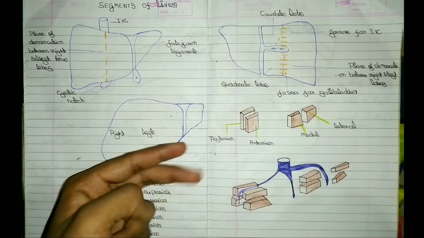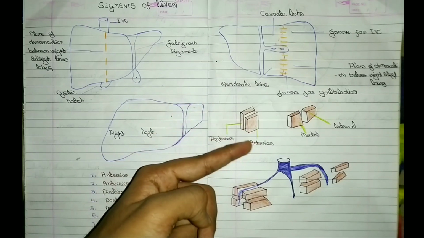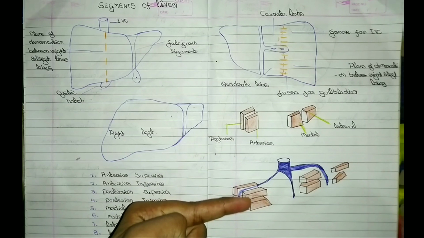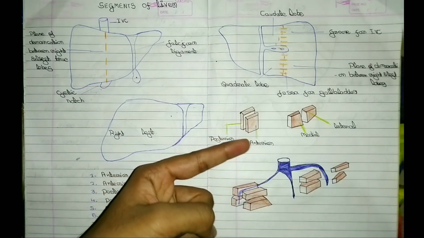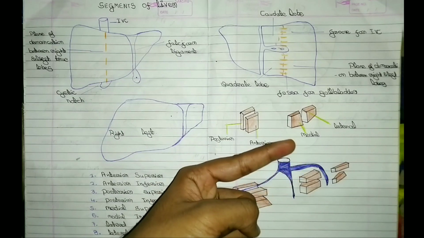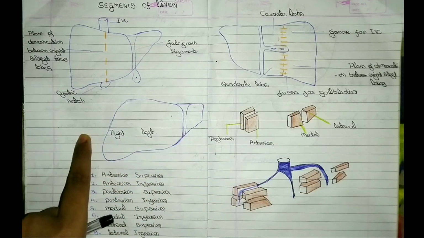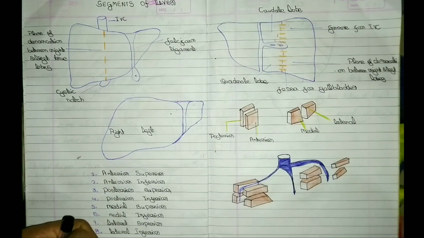That is, the right lobe is further divided into anterior and posterior, the left lobe into medial and lateral. And anterior is divided into superior and inferior. Posterior is divided into superior and inferior. Medial is also superior and inferior, and lateral again superior and inferior. There are totally 8 segments of liver.